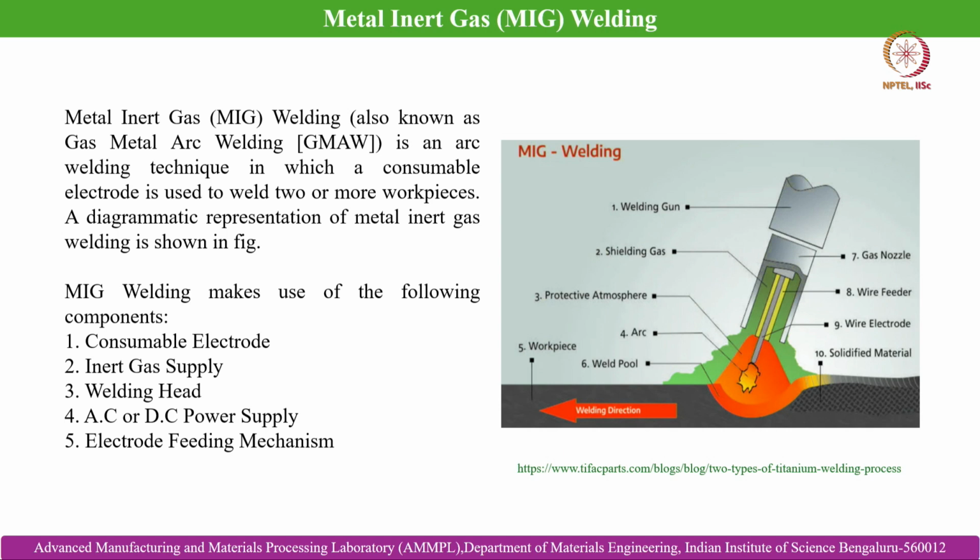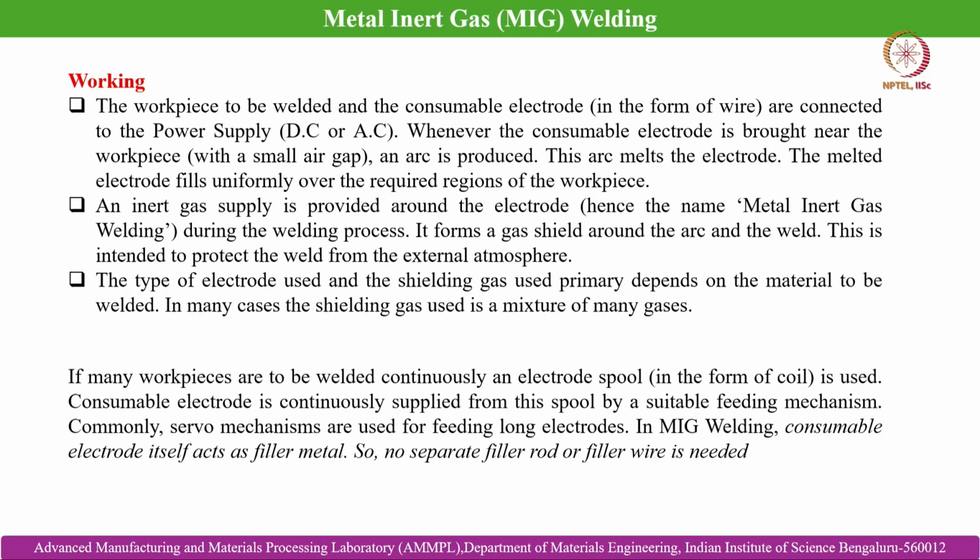So, this is how it is used. It can work with both AC and DC power supply. The working is pretty much the same as we have discussed for the arc welding principle. Here the electrode is brought near the workpiece with a small air gap and the arc is produced. This arc melts the electrode, the melted electrode fills uniformly over the required regions of the workpiece for joint formation, and inert gas supply is provided around the electrode, and hence the name metal inert gas welding is given.